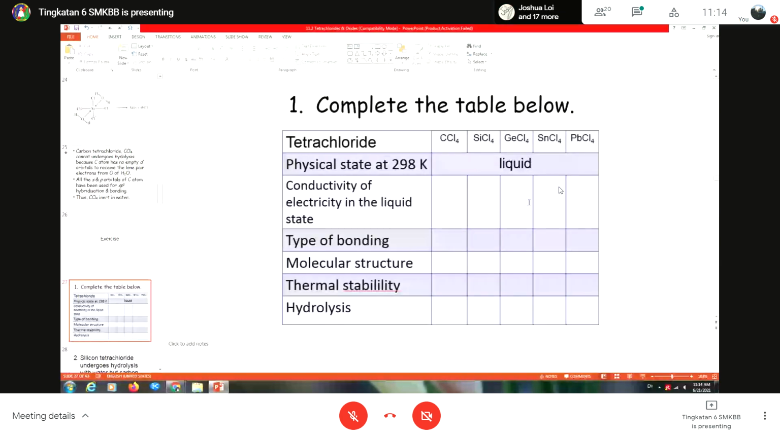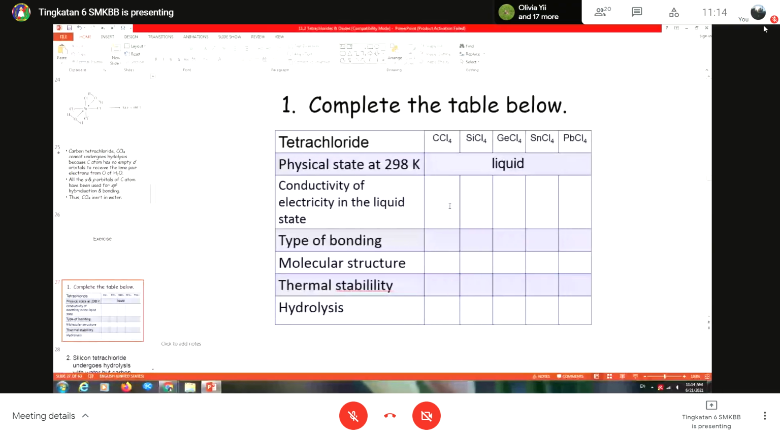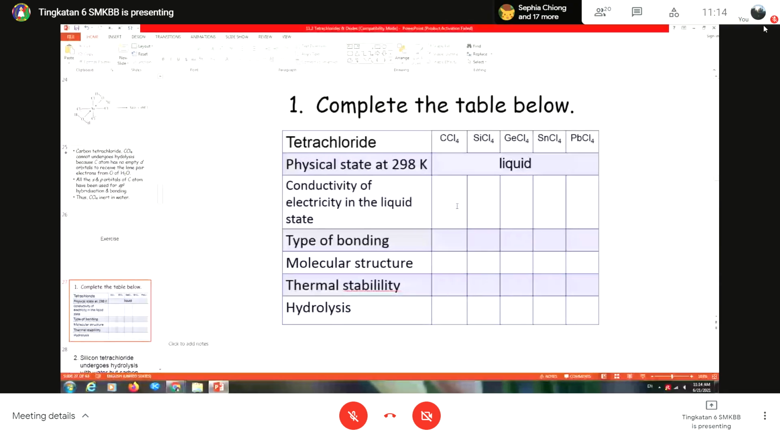Okay, conductivity of electricity. Chan Kuyen, what's the answer? For now I'm going to follow the name list. What should I fill in for conductivity of electricity in the liquid state? One word is enough already. Most of them you only need to answer me in one or two words. Yeah, Kuyen, what do you think? Conductivity of electricity.